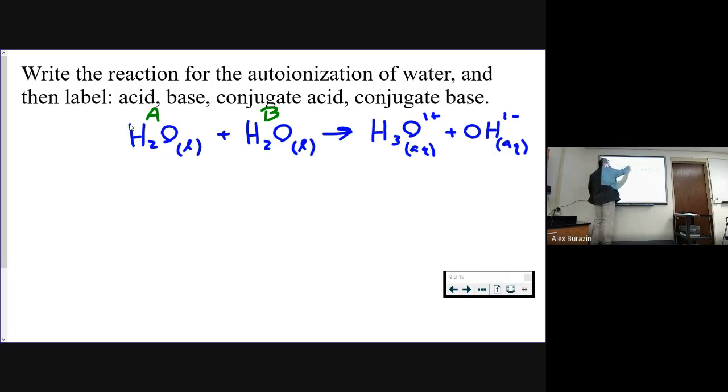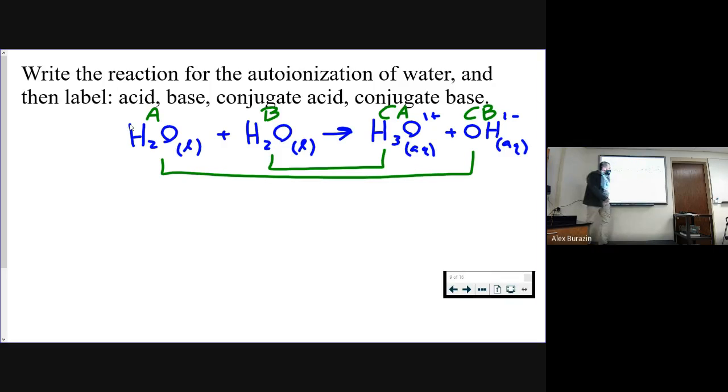The acid will donate, the base will accept. So after the base has accepted, I get this thing. That's a conjugate acid. This is one pair. After the acid has donated the hydrogen, I'm left over with this hydroxide. That's a conjugate base. This is another pair. Okay?